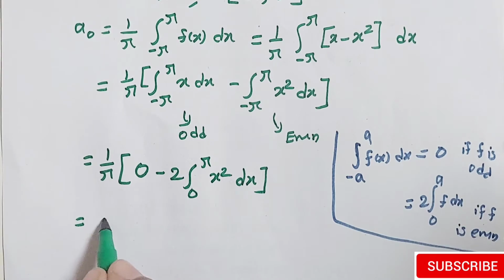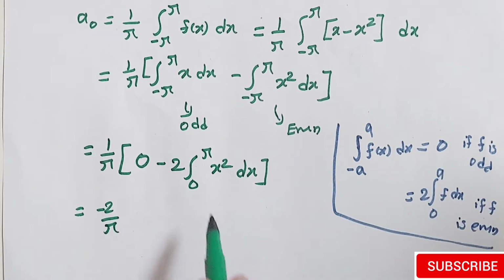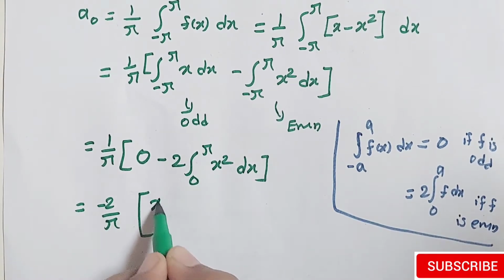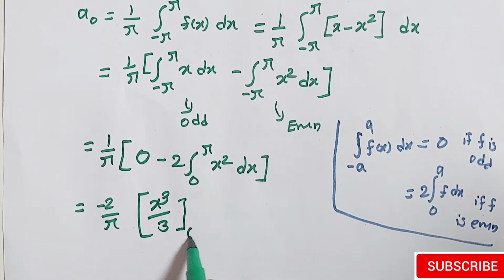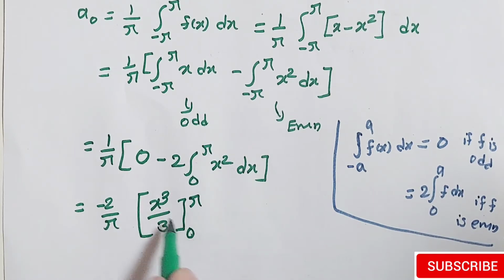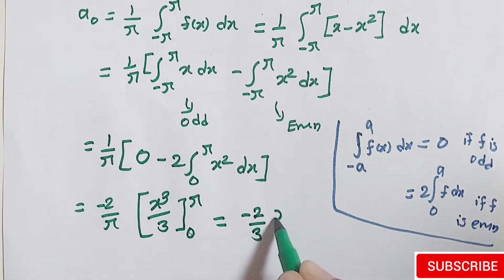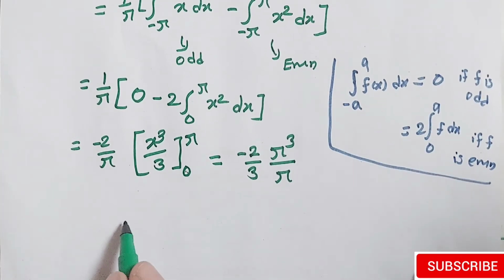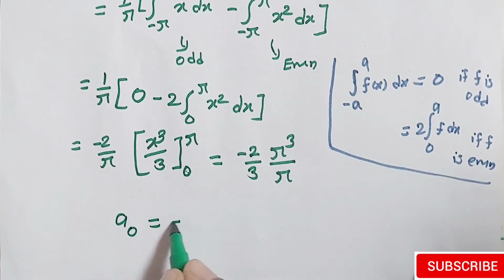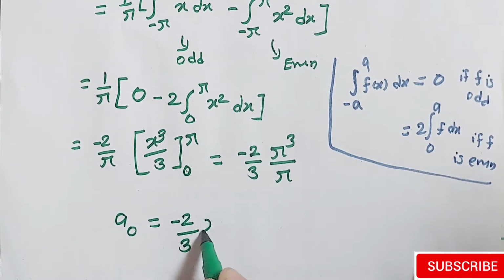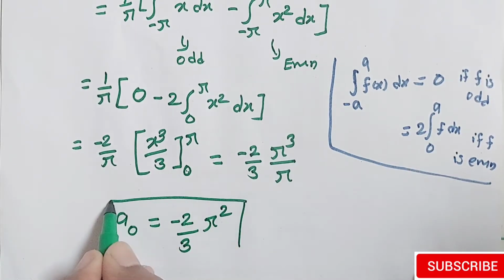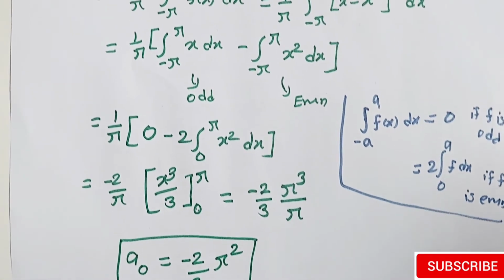So therefore minus 2 by pi, constant outside as it is. Integration of x square is x cube by 3, limit 0 to pi. Put upper limit minus lower limit. For the upper limit it is pi cube, minus lower limit it is 0. So here minus 2 by 3, pi cube divided by pi. Therefore the final answer for constant a0 is minus 2 by 3 pi square. So we get the value of a0.